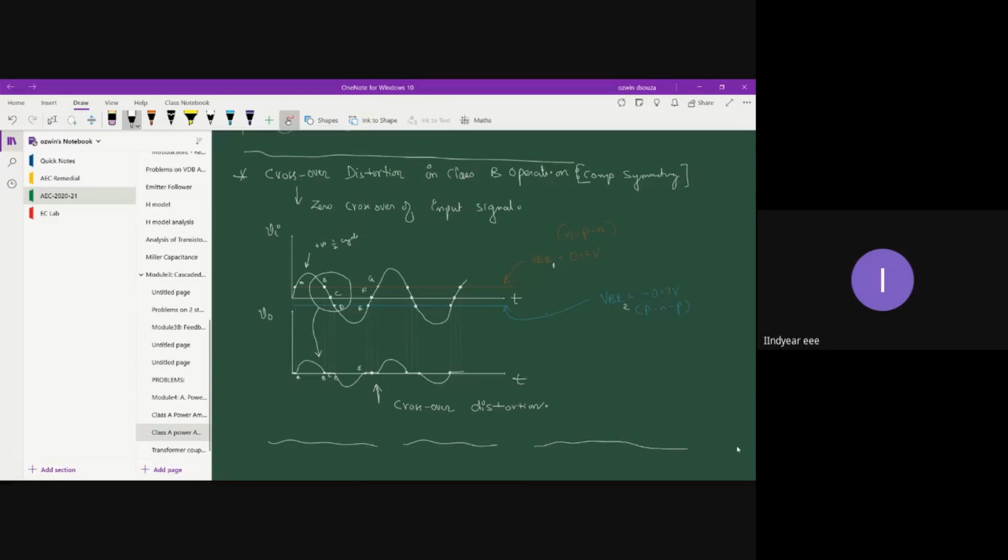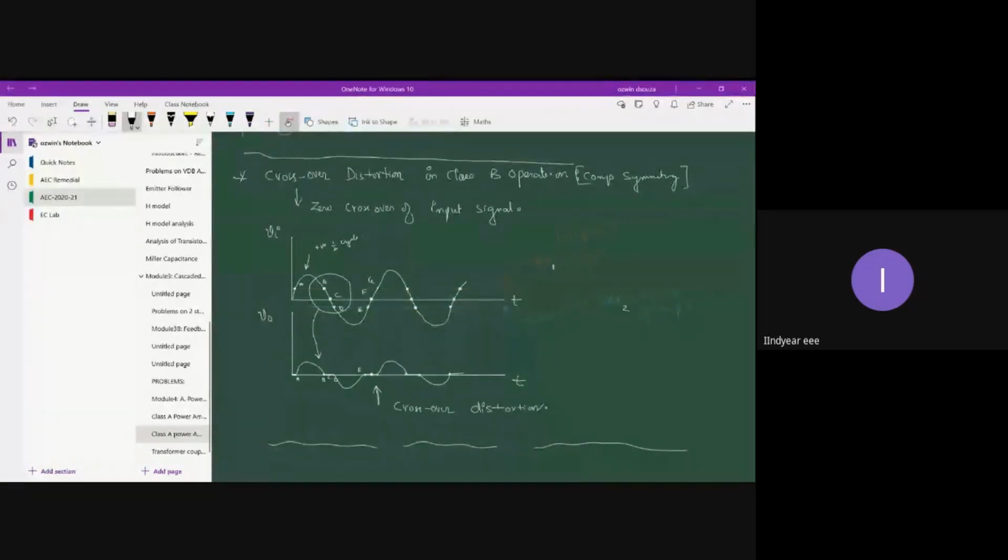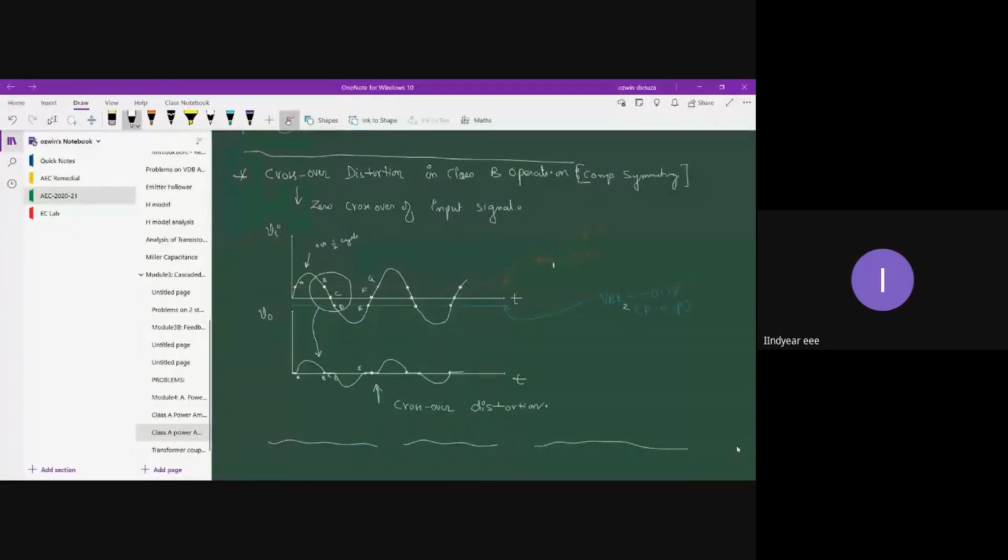Though you are not using transformer, so by not using the transformer, you can achieve so many things. You can achieve lighter circuit weight. You can make it very compact. You can make it cost effective. You can improve the frequency response because transformer is noisy. But at what cost? At the cost of crossover distortion. Okay.